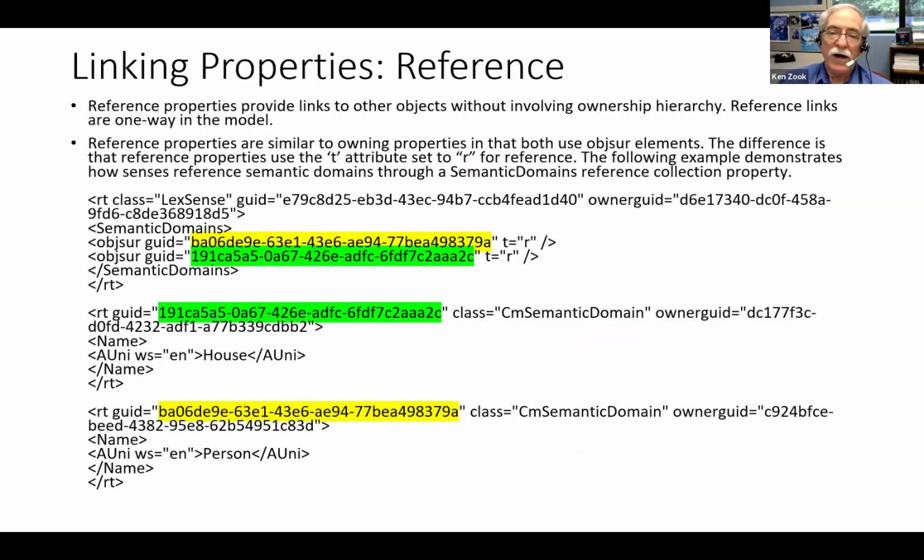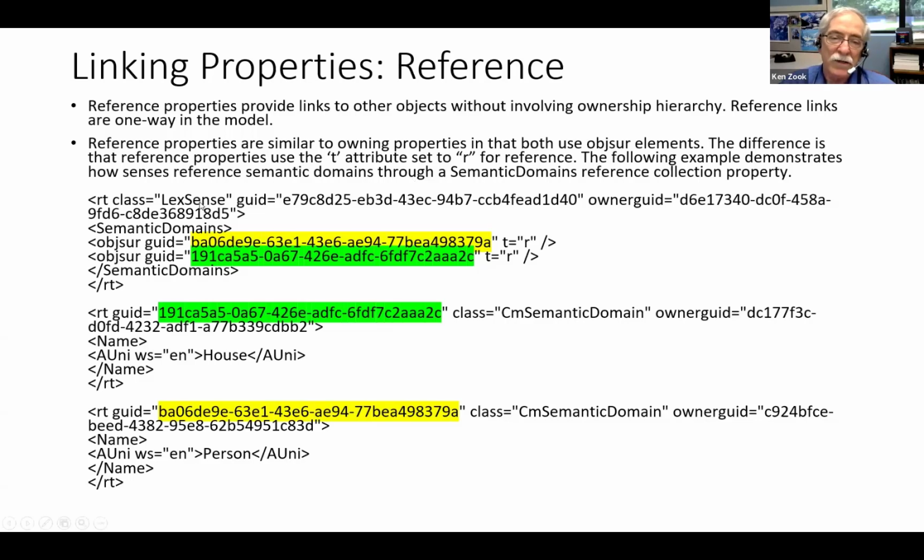Reference properties provide links to other objects without involving ownership hierarchy. Reference links are one way in the model. Reference properties are similar to owning properties in that they both use obj-sur elements. The difference is that the reference properties use the t attribute set to r for reference. The following example demonstrates how senses reference semantic domains through a semantic domains reference collection property.